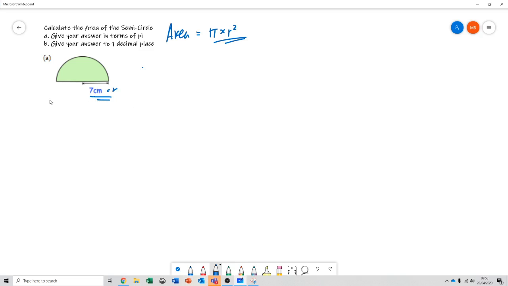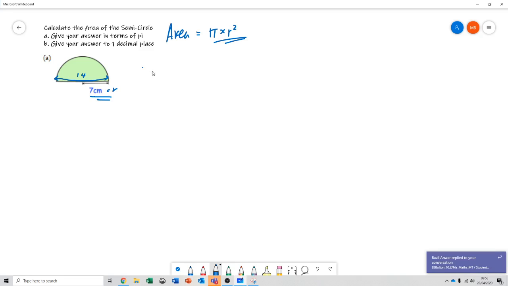However, in some questions they would give us the diameter, in which case the diameter would be 14. If they did give us the diameter, just before doing any calculations we would halve 14 to get 7, and that would be our radius. So before we begin, just make sure that you have the radius as opposed to the diameter.